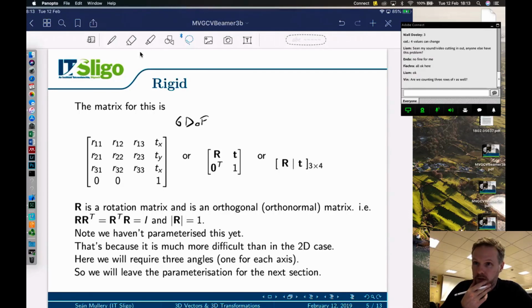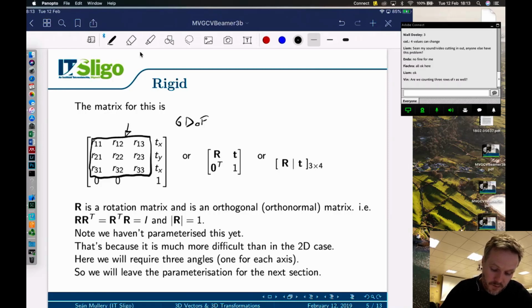So Vin is asking, are we counting 3 rows of R as well? We're not counting the 3 rows. All I'm telling you is that these pieces of information here. Sorry, as in we're counting things that are in those 3 rows. Yes, okay, because of course they can change. But what I'm saying to you is that they will be the result of 3 different degrees of freedom that can cause those 9 numbers. Okay, so they're all related to each other.